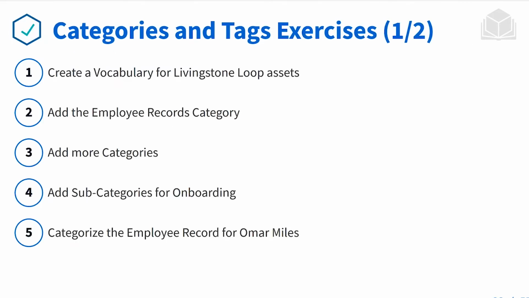First of all, we'd like to create a vocabulary for Livingston Loop assets. We're going to add the employee records category, as well as some other categories with that. One of those categories is going to be called onboarding, and we're going to go into that category and put in some subcategories as well. Finally, after we've done all that, we're actually going to categorize the employee record for Omar Miles.